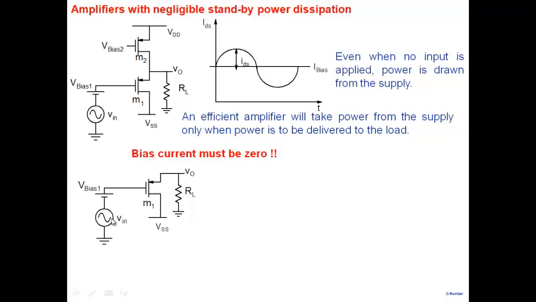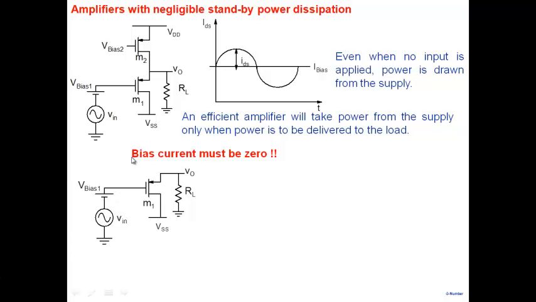So let's look at Vin. Vin is not there at the moment. So transistor M1 is not conducting, right? There's no I bias here. Now when Vin goes positive, is there a possibility of M1 conducting? Vin goes positive.